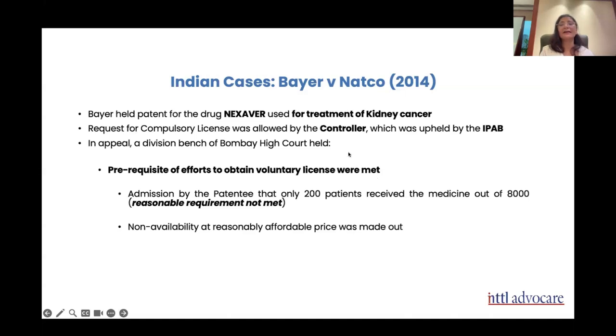As I said in the beginning, the applicant who is seeking compulsory licensing has to first request for a voluntary license. That was met in this case. But there was an admission made by the patentee that only 200 patients received the medicine out of 8,000. So the court took the view that the reasonable requirement was not met, admittedly, in this case, as the patentee itself admitted this. And non-availability at a reasonable, affordable price was also made out.